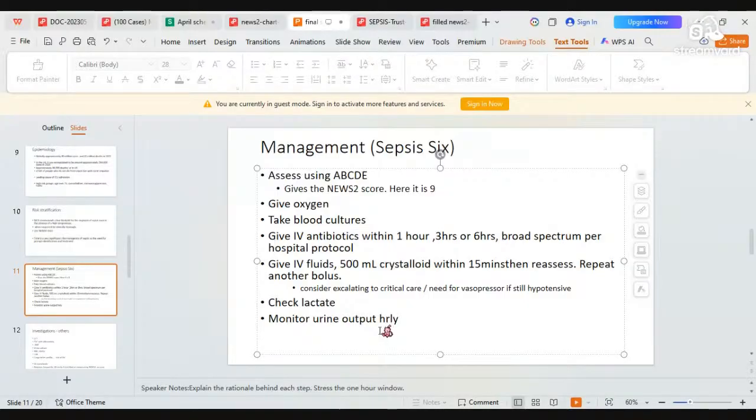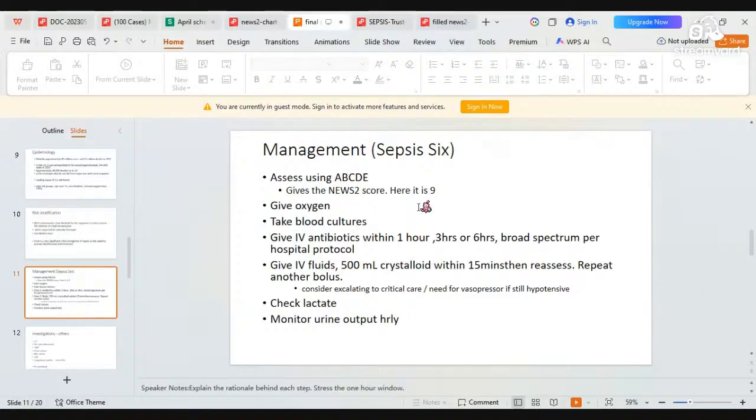So you're giving 3 and you're taking 3. You're giving oxygen, you're giving empirical antibiotics. In this our index case, you're giving within 1 hour. You're giving fluid as well. And then you're taking blood sample for culture, you're taking blood sample for lactate, and you're also taking urine to monitor as well. That's basically what sepsis 6 is.